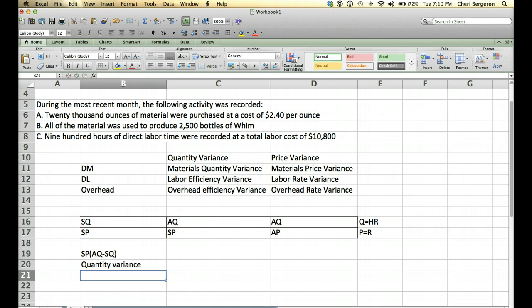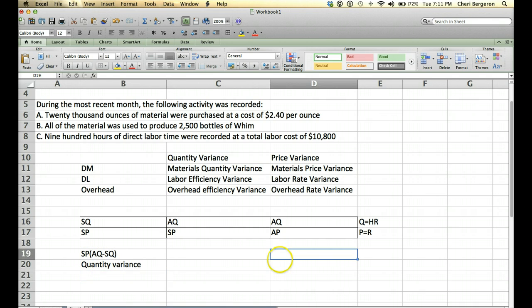It could be a materials quantity, it can be a labor efficiency, or it could be an overhead efficiency. The only thing that would change is whether or not I use the word price or rate or the word quantity or hours, but they're both the same. It's the dollar and then it's the quantity. All right, that's my quantity variance.